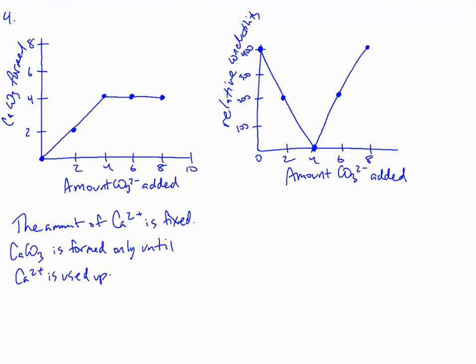Okay. Number 5, it says, suppose in the experiment we did not know how much calcium ion was present to start with. Propose an experiment to determine the amount of calcium. So, we look back at the graphs. We know how much carbonate we're going to add. Any given time we can measure it and we add it, and we can use this to figure it out.